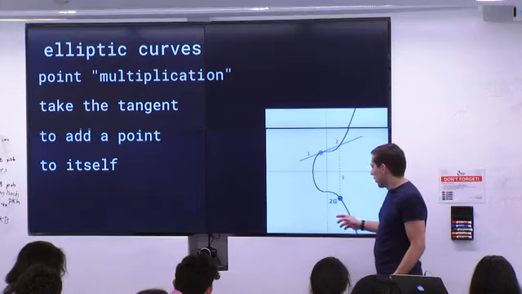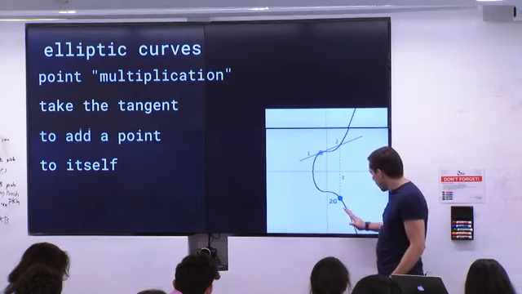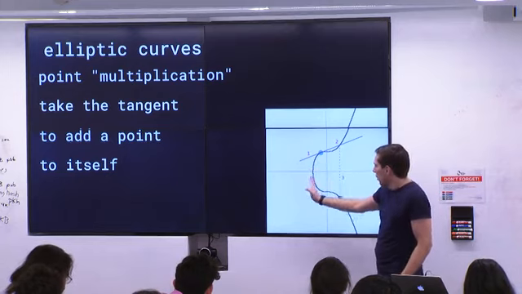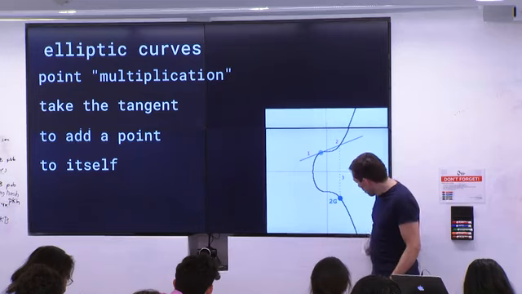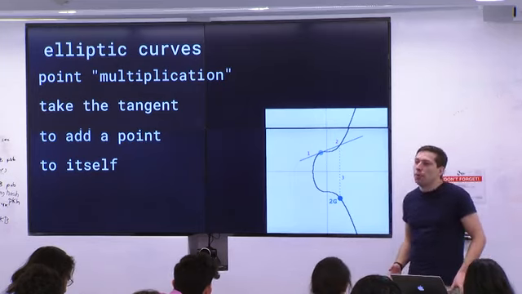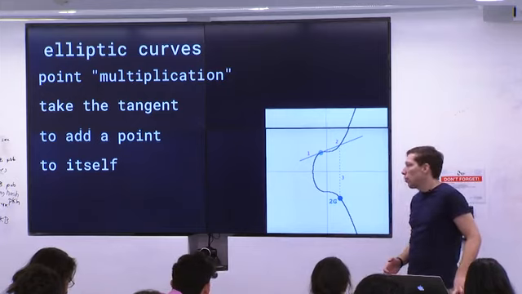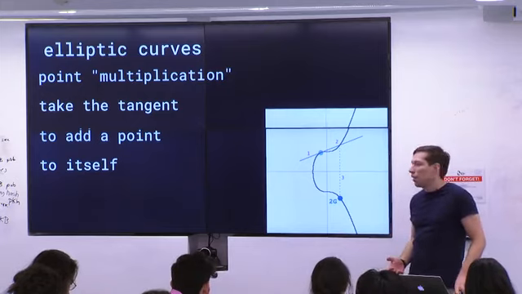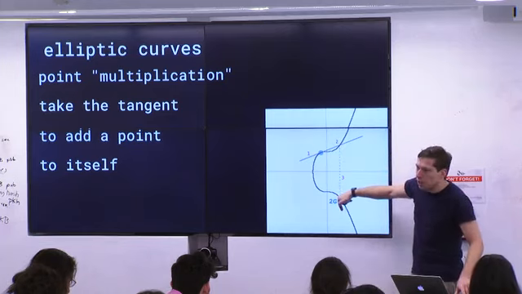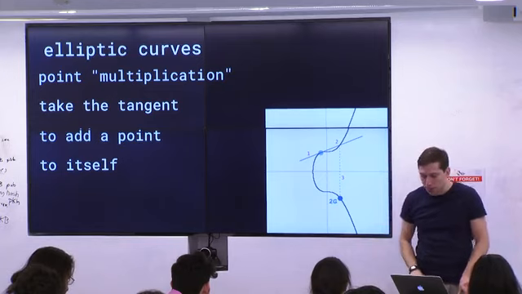And I can do this again and again. So I say, oh, I want 4G. I take the tangent at 2G, find the intersection here, drop down, okay, here's 4G. Take the tangent here, and I can keep doing that and get 2G, 4G, 8G. And if I want intermediate things like 3G, I draw a line between G and 2G, find the intersection, and find the sum.